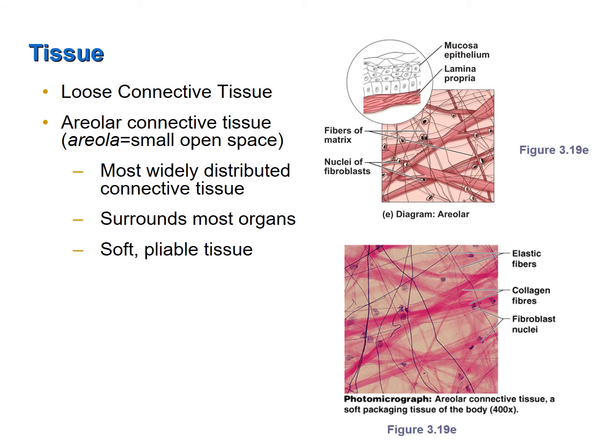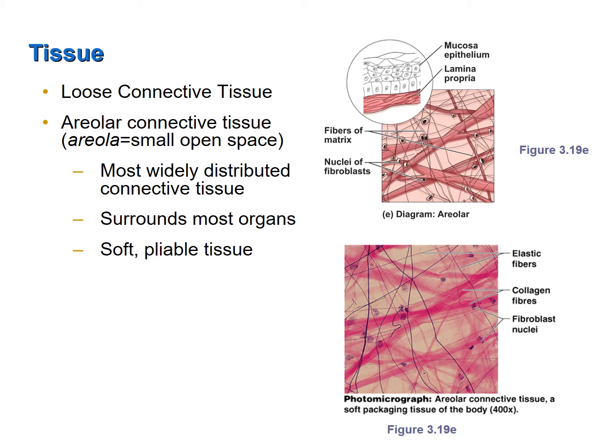Areolar connective tissue is a type of loose connective tissue. It is the most widely distributed, not only connective tissue, but tissue in the body. It's found associated with or surrounding most organs. It is a soft, pliable tissue. Areola means small open space. And if you look at areolar tissue under the microscope, you see a lot of white areas, and that indicates the areas where there's nothing there, at least nothing that light can't penetrate through.